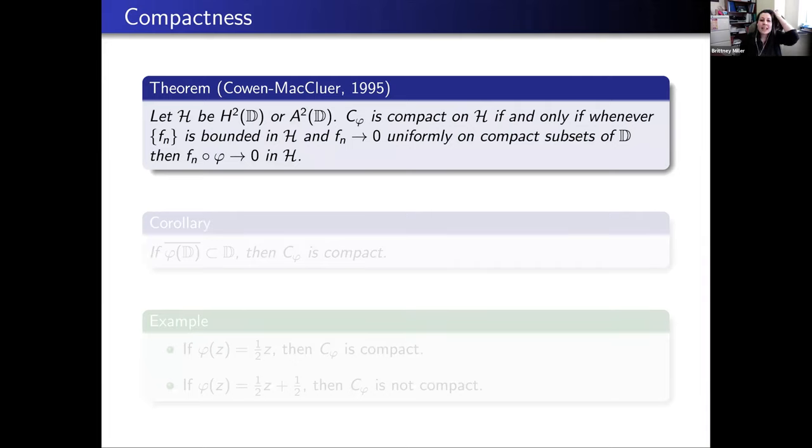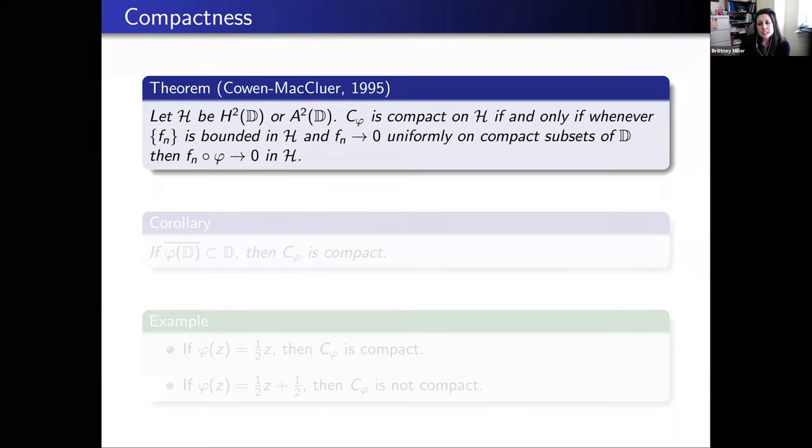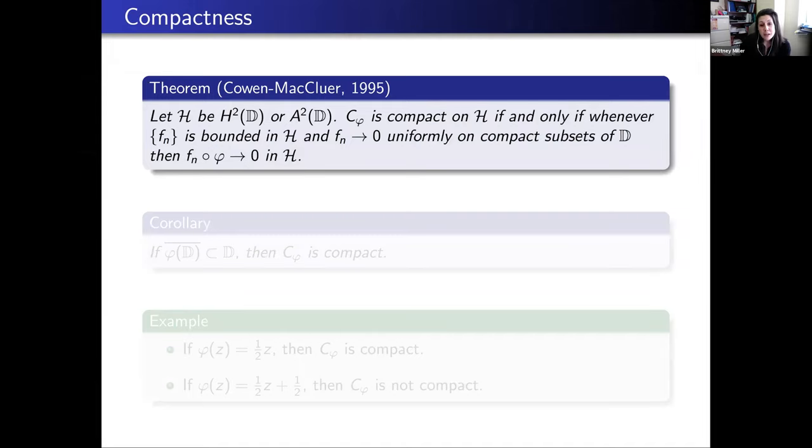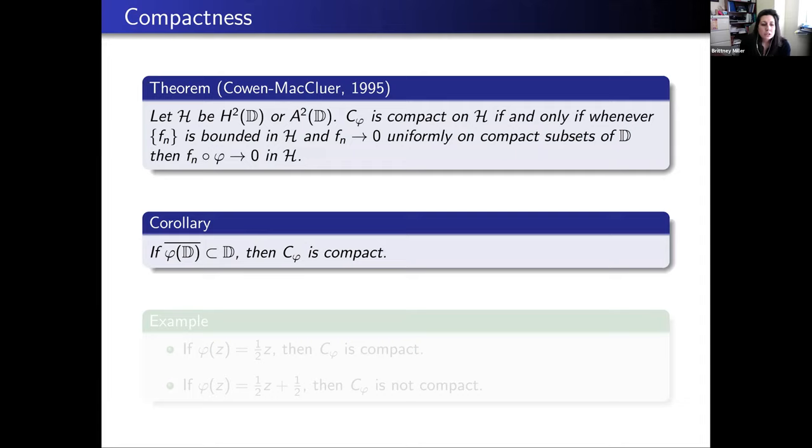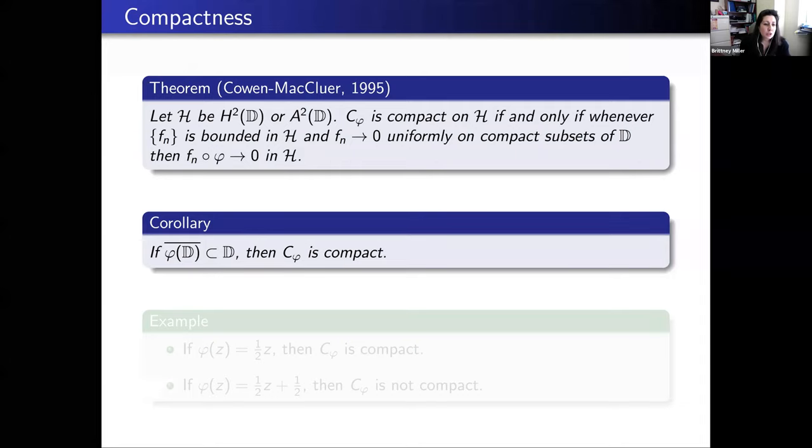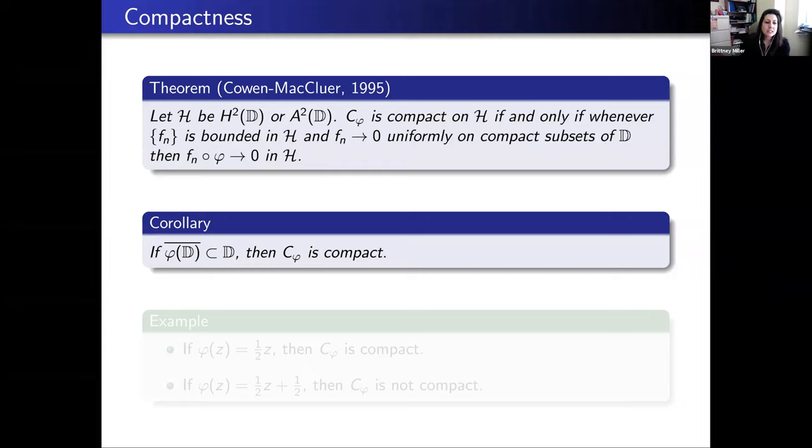So they have this theorem, again, in the Hardy or the Bergman space, we know that C_phi is compact if and only if we have a sequence of functions that's bounded that converge to zero uniformly on compact subsets, and then that implies that f_n composed with phi converges to zero in H. So this is an if and only if statement, right? C_phi is compact if that condition holds. And from this, it should be clear that if the closure of the image of phi on the disk is a subset of the disk, then C_phi is compact.